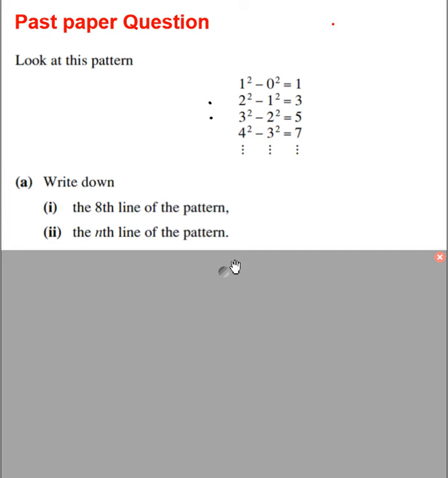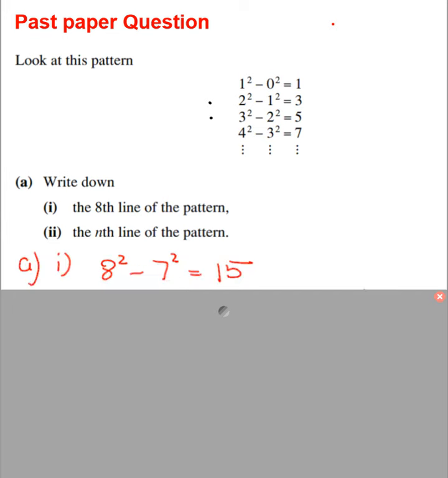So if the question is saying find out the 8th line, it's simple. 8 squared minus 7 squared equals 15, because 8 plus 7 is 15, right? So you understand, don't say it's minus here, so why are we not subtracting? We are actually understanding the pattern through which we are getting the results.